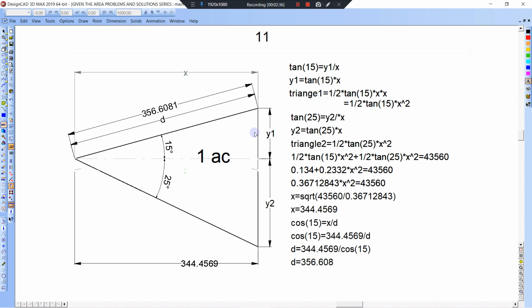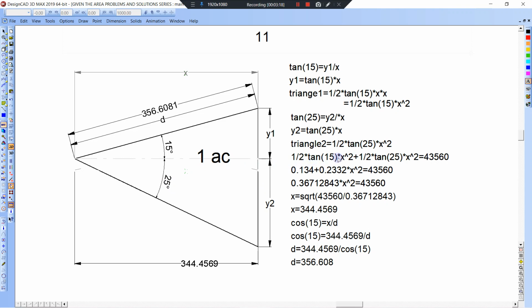Don't worry about the equal sign yet, because we're going to add this one plus this one, which is equal to the 1 acre, right? Here's what we've got to do. Tangent of 25 is equal to y2 over x. We're going to solve for y2. So tangent of 25 times x is equal to y2. And we're going to solve for the second triangle: the area is one half tangent of 25 times x squared. That's the area of this triangle. Then we're going to add those two together.